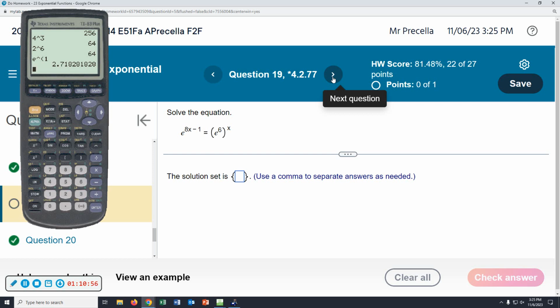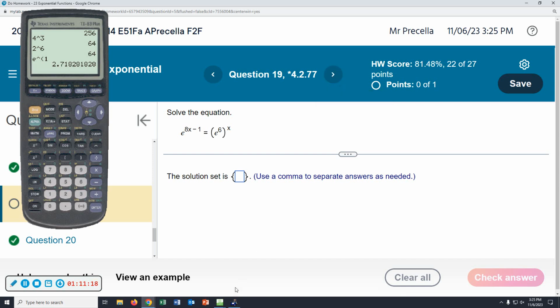Is number 19 going to be hard or easy? It looks very similar to the one we just did. If it's powers of e, if it has a base of e, you'd better have a base of e on the other side. That e is called the natural exponential.